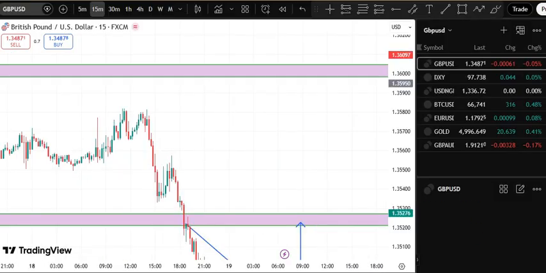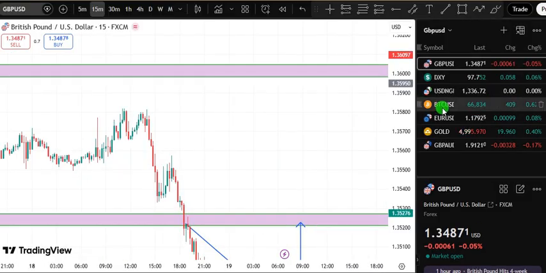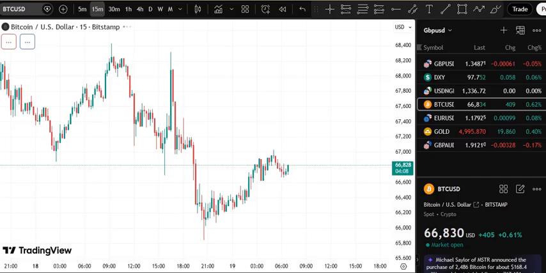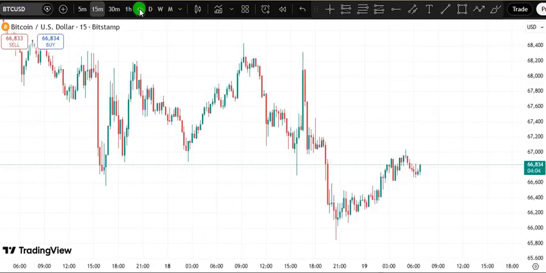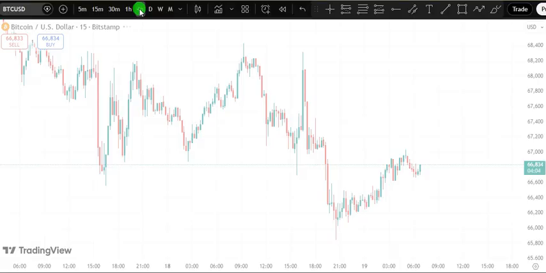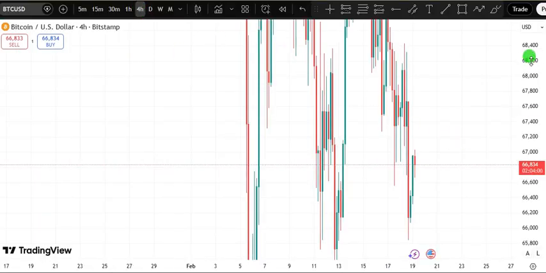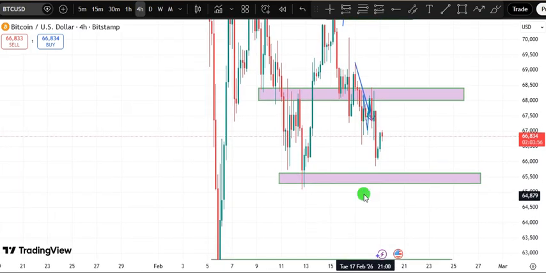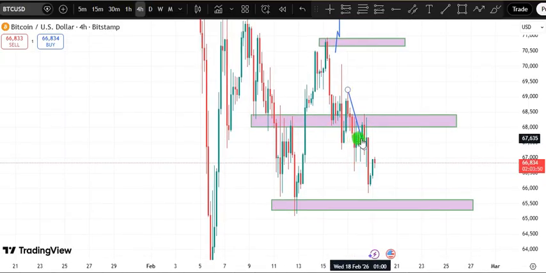Okay, let's go to the next one, which is BTCUSD. The 66,000 level. We're expecting to get to 60,000 hopefully by next week. Here's the previous chart. Let me delete this to make it a bit clearer. Here's the previous structure we marked.